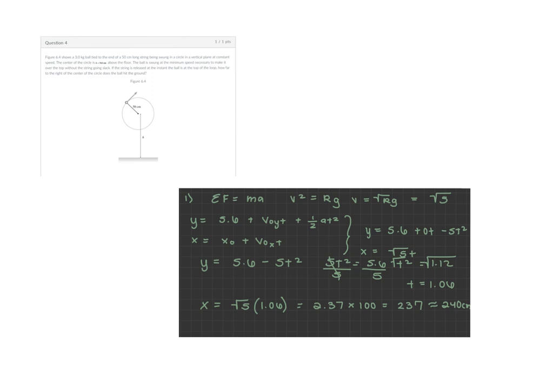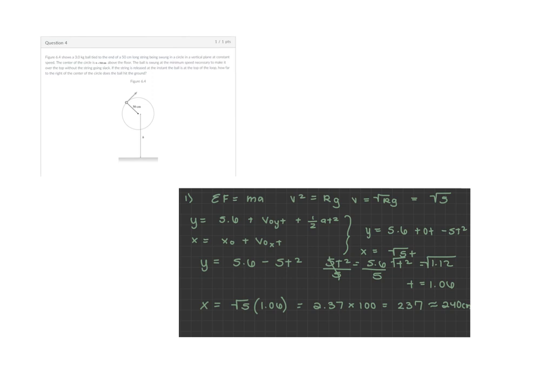Okay, so moving forward, to find the position in the y direction, it's the initial position plus the initial velocity in the y direction times t plus 1/2 at squared. The reason why we have a 5.6 here is because it's the height plus the radius. And we just simplified it, so we get 5.6 instead of 560, plus 0t, since the starting velocity in y is 0, minus 5t squared, since we know that here the acceleration is 10, divided by 2, is negative 5t squared.